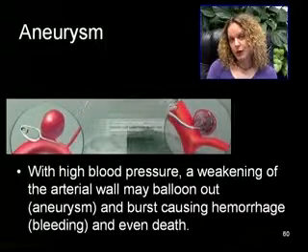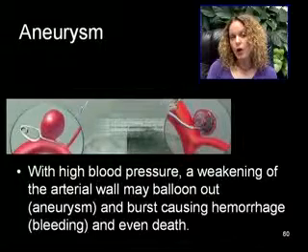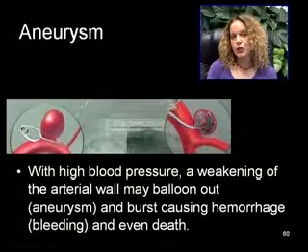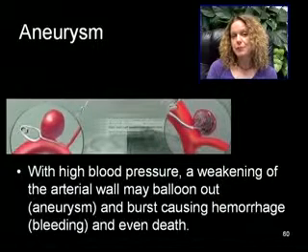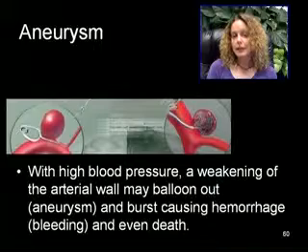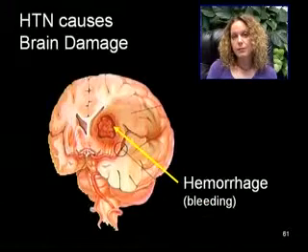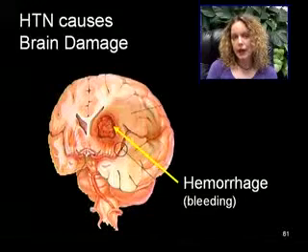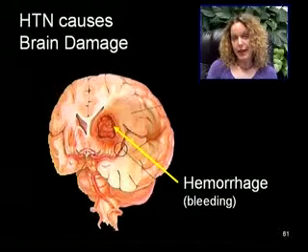Also, with high blood pressure, we have a weakening of the arterial wall, and the wall may actually balloon out. This is referred to as an aneurysm, and this aneurysm can burst and cause hemorrhage, bleeding, and even death. So here we see hemorrhage in the brain as a result of an aneurysm.